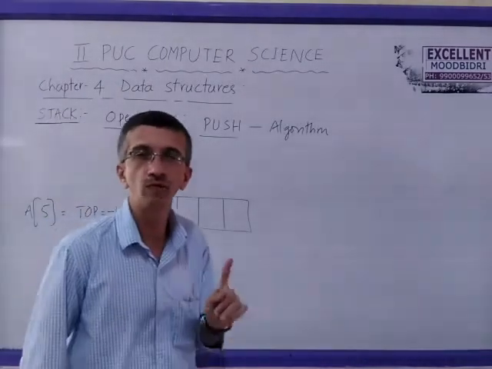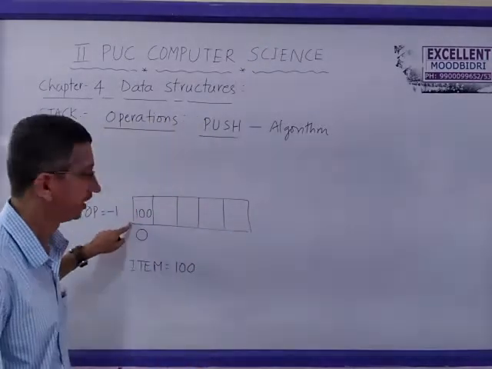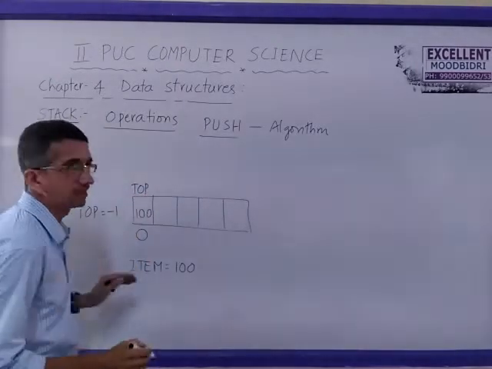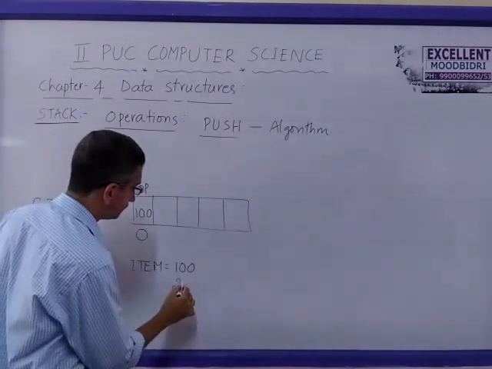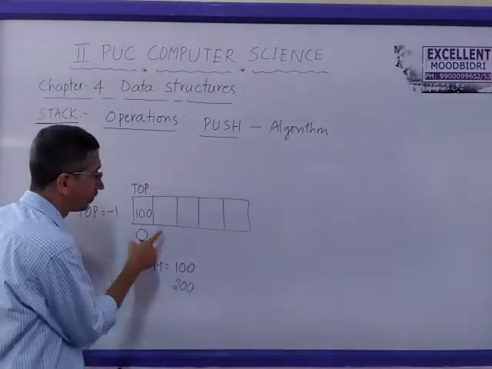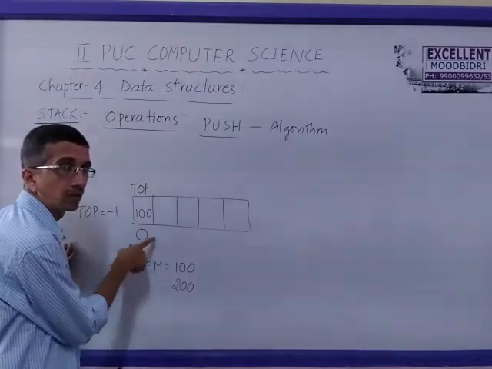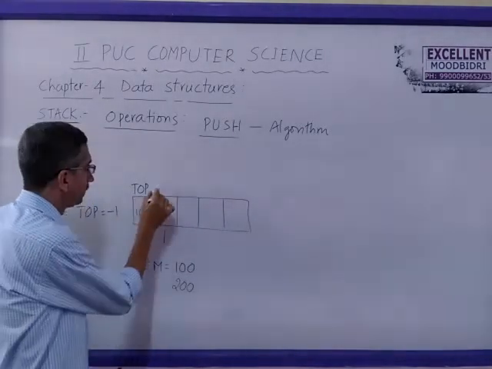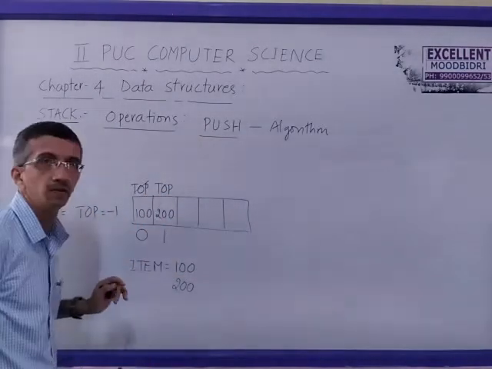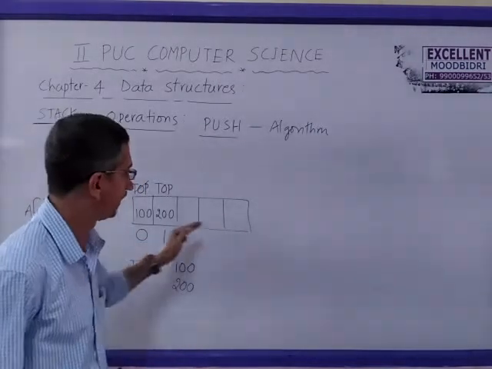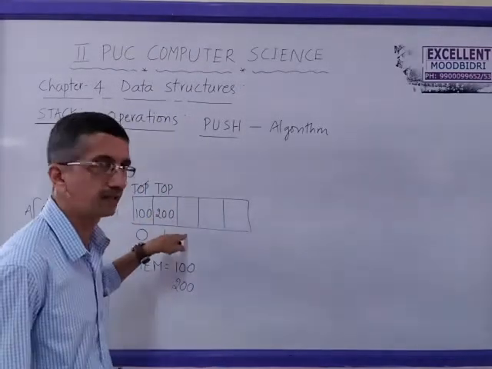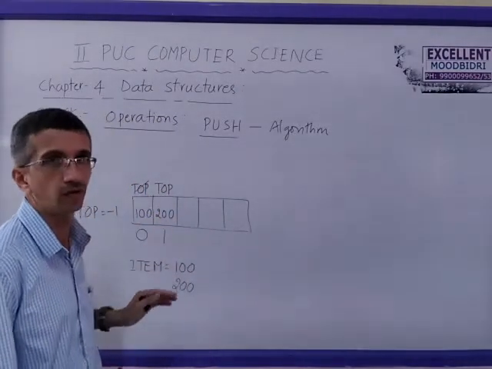Now the stack contains only one item, the top item, the same item 100. So top is this one now. Inserting one more item, suppose 200. Here only we should insert. Increment the top first. Top becomes top plus 1. Top is 0 now, top plus 1 is 1. Top becomes this one. So the insertion happens for 200. In the same way, you go on inserting by first incrementing the top, and then assigning the item to that position of the array.